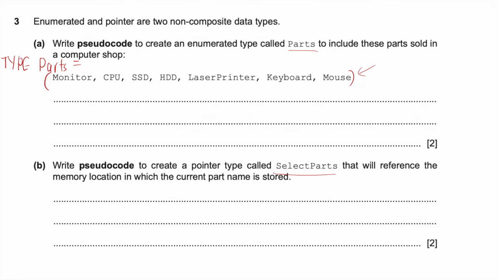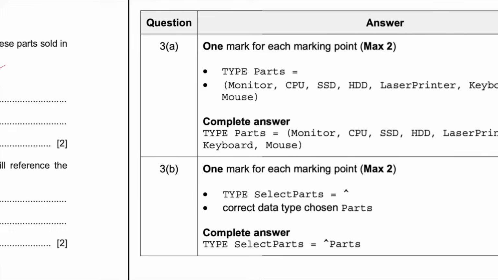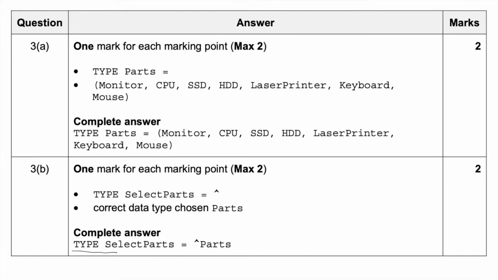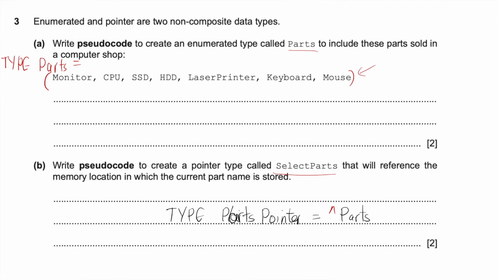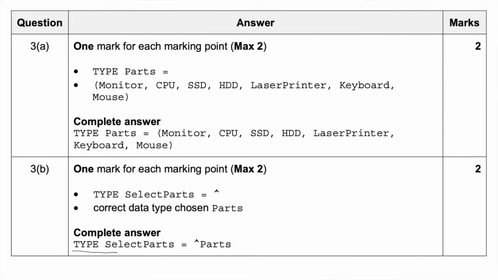So what I'm going to do in this case is I'm just going to say type parts pointer is equal to caret and parts. Actually, I guess I should have called this select parts. My bad. Select parts. So type select parts. But everything else is correct.